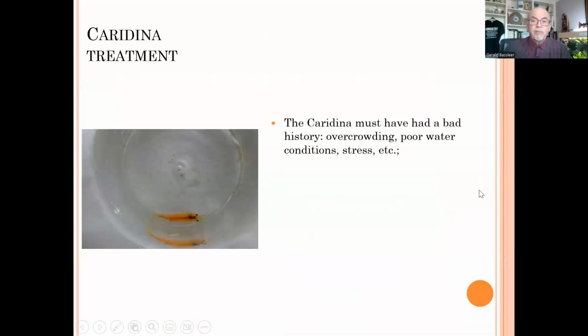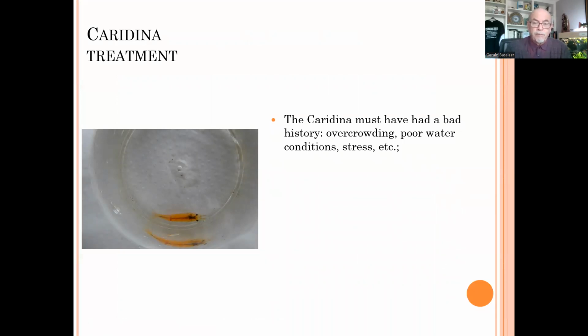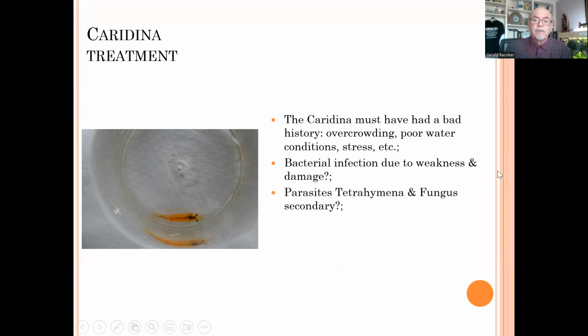So the treatment we can suggest for that is, first of all, that you should try to find out what happened to the shrimp. What is the history? And usually this is a history of overcrowding, poor water conditions, stress, maybe wrong food, things like that, a whole combination of multiple factors. And that might help you to find out the cause and that you can prevent these kinds of problems in the future. The bacterial infection could be secondary due to weakness and due to damage from the past history. The parasites Tetrahymena, which we showed, and the fungus are secondary, most likely.